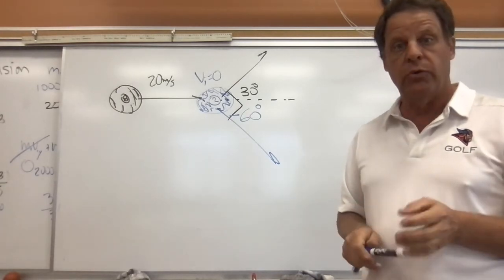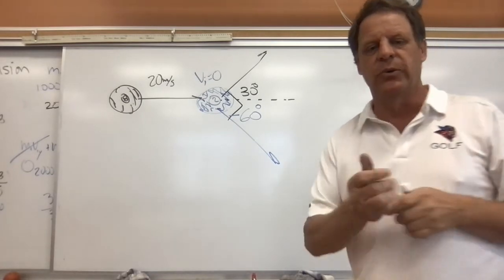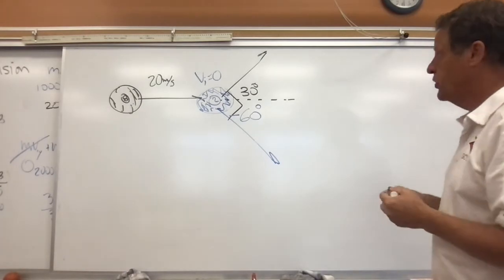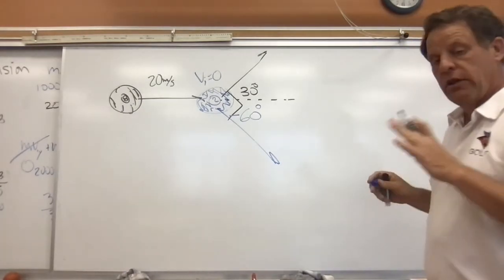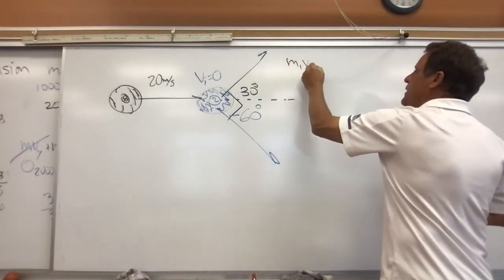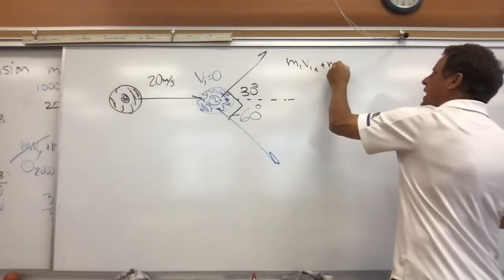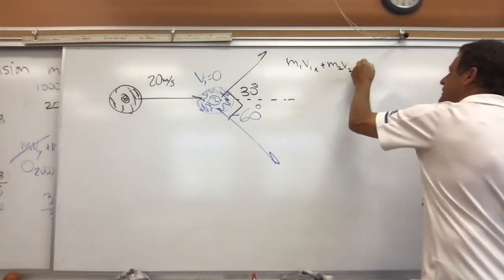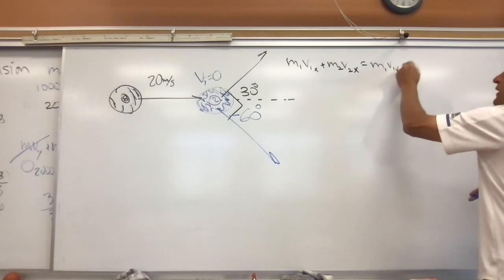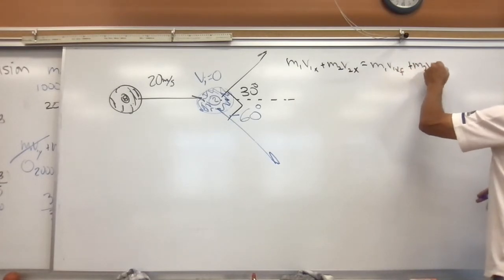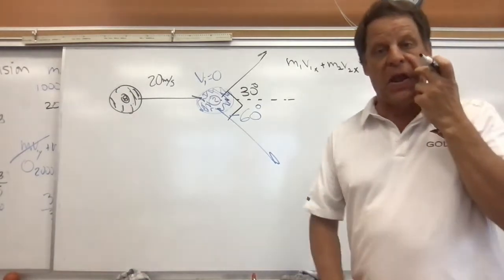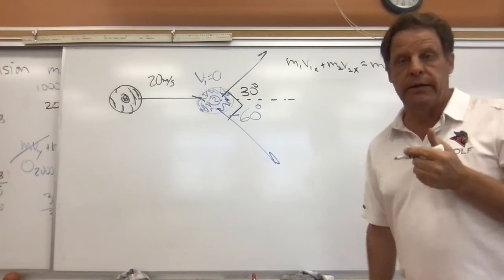Now we are set up to plug this into our equations, which are conservation of momentum. So we're going to have m1v1x plus m2v2x is going to equal m1v1x final plus m2v2x final. And we're going to do the same thing for the y here in a second.